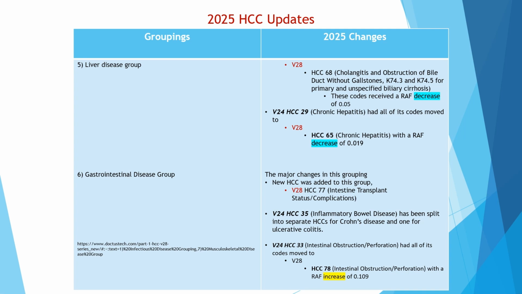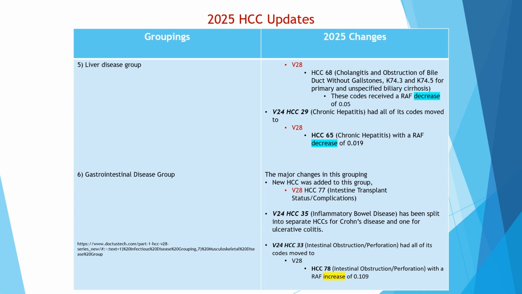V24 HCC 29, chronic hepatitis, had all of its codes moved to V28. HCC 65, chronic hepatitis, with a RAF decrease of 0.019. 6. Gastrointestinal disease group. The major changes in this grouping. New HCC was added to this group.